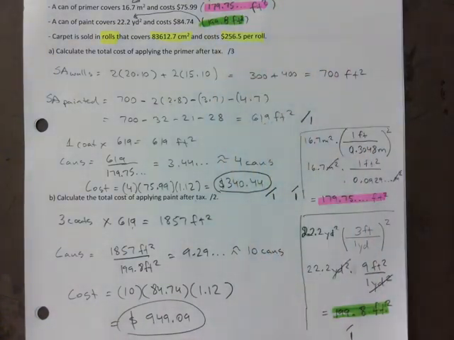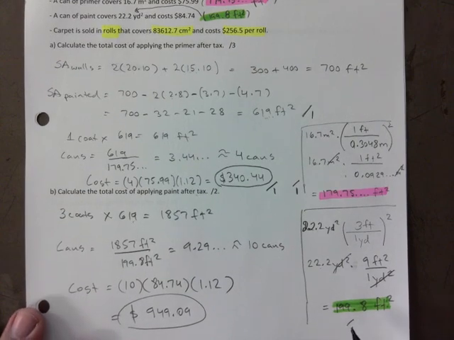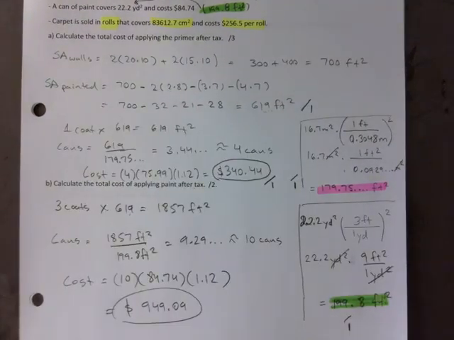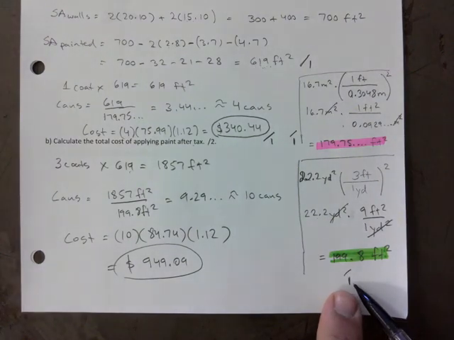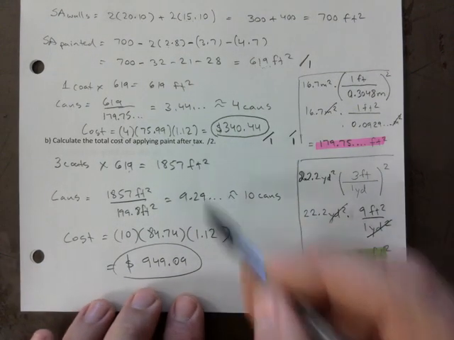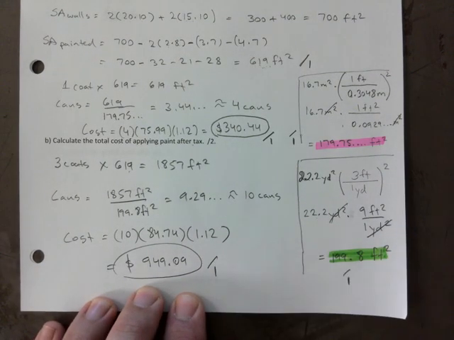How did I get those numbers? I had to do some converting, okay? That is what happened. So one mark for the conversion here, and another mark for figuring out the cost after taxes.